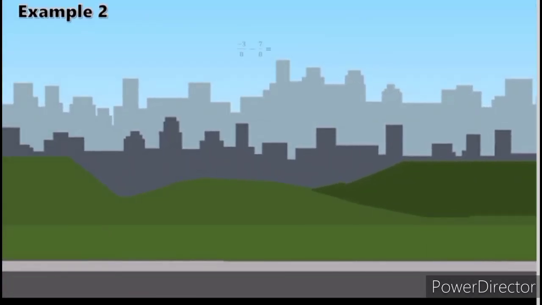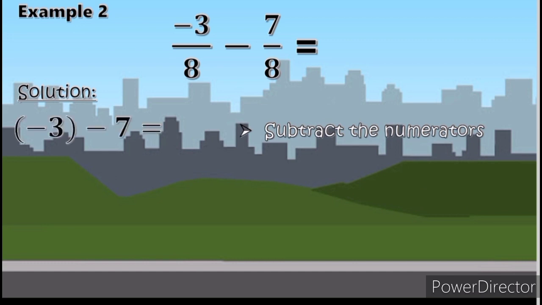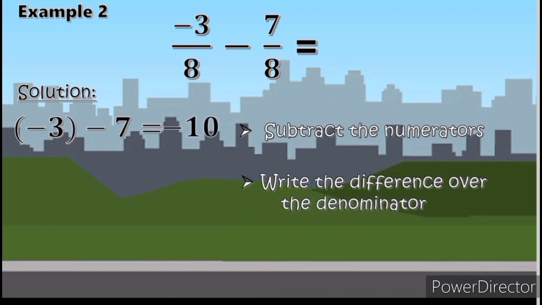Example number 2. Negative 3 over 8 minus 7 over 8. Subtract the numerators. Negative 3 minus 7. The answer is negative 10. Now write the difference over the denominator. We have negative 10 over 8.